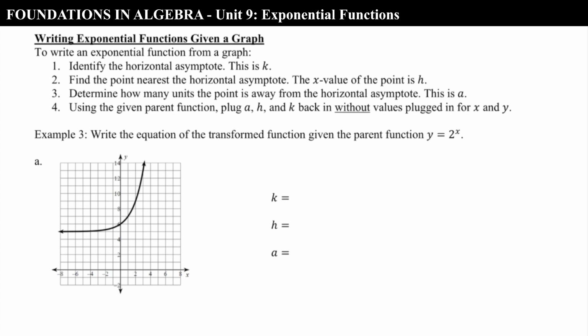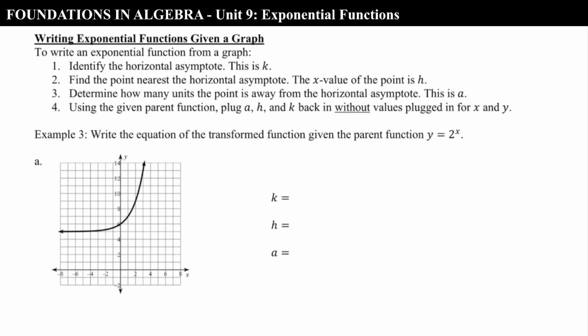All right, now that we're able to determine some of the transformations that occur, we're going to use those transformations to be able to write the function or the equation of the function when we're given a graph, okay? And in each of these cases, you're going to be told what the parent function is, okay? So the first thing you're going to do is identify the horizontal asymptote. This is your k. Find the point nearest to the horizontal asymptote. The x value is h. Then we're going to determine how many units the point is away from the horizontal asymptote. This is your a.